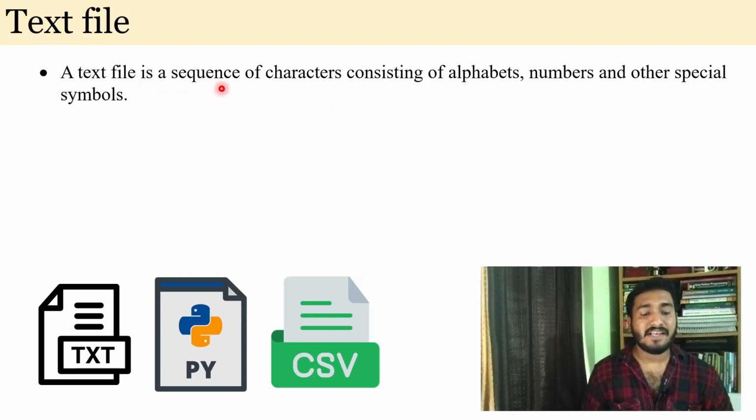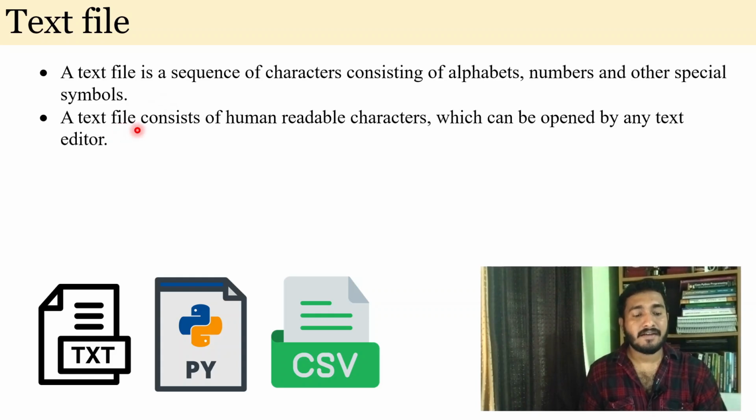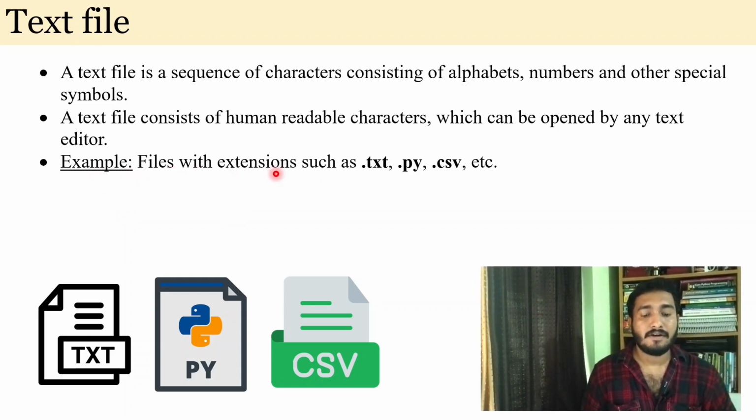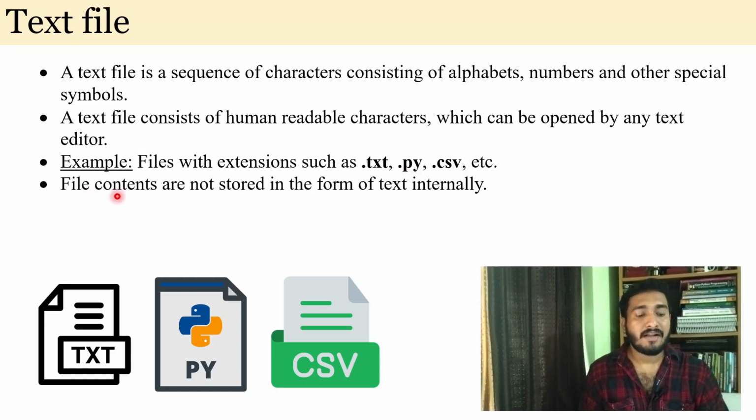A text file is a sequence of characters consisting of alphabets, numbers, and other special symbols. A text file consists of human readable characters which can be opened by any text editor. Some examples of text files are txt files, Python files, CSV files, etc. We cannot store images in a text file. We can store only symbols. Examples for text files are .txt, .py, .csv, etc.